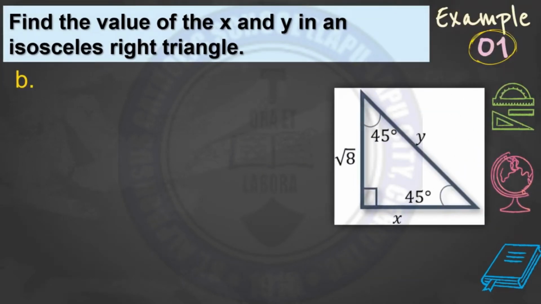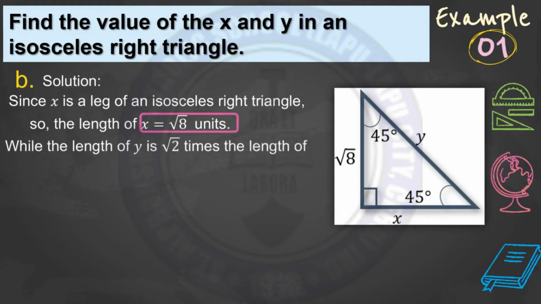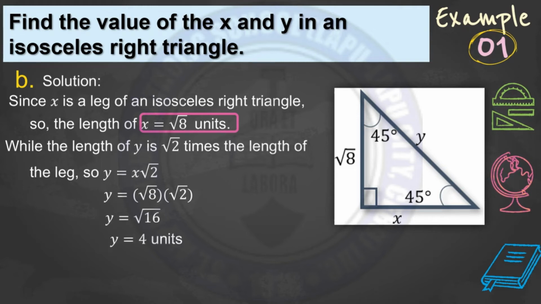Example number 1, letter B. In this figure, we need to find the value of x and y in an isosceles right triangle. In this case, y still is the hypotenuse and x is the measure of the other leg. Since x is a leg of an isosceles right triangle, the length of this leg is equal to square root of 8 units. While the length of y is square root of 2 times the length of the leg, so y is equal to x square root of 2. Since x is square root of 8, square root of 8 times square root of 2 is square root of 16. Simplifying square root of 16, that's 4. So y is equal to 4 units.